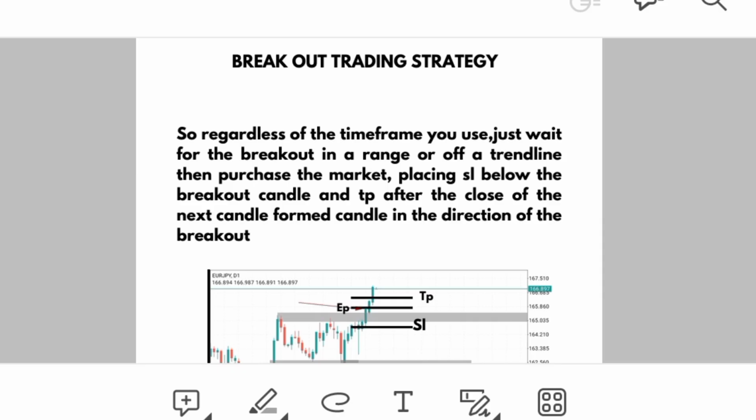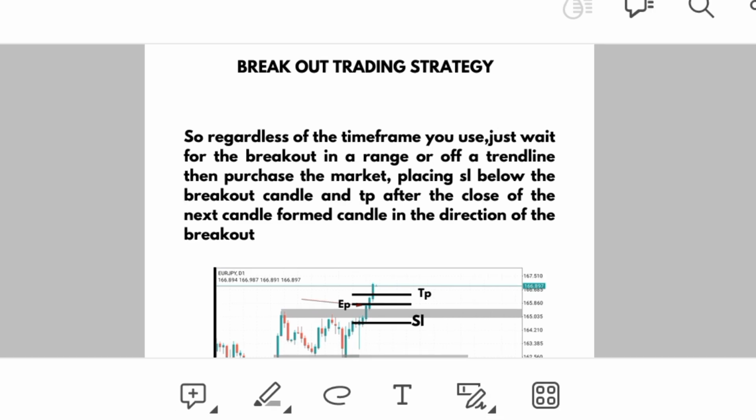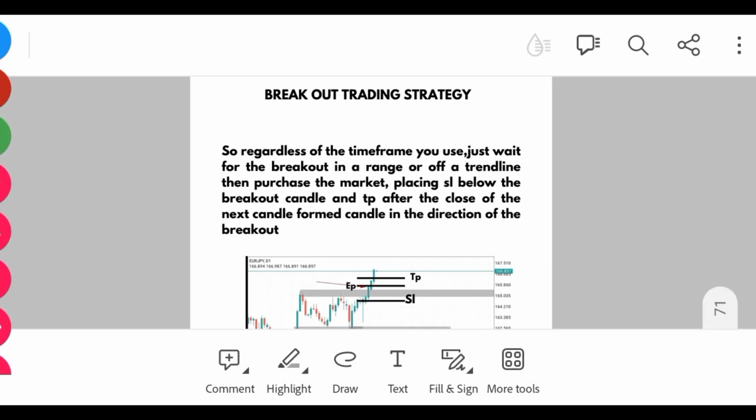So regardless of the time frame you use, just wait for the breakout in a range or off a trend line, then purchase the market, placing stop loss below the breakout candle and take profit after the close of the next candle formed in the direction of the breakout.